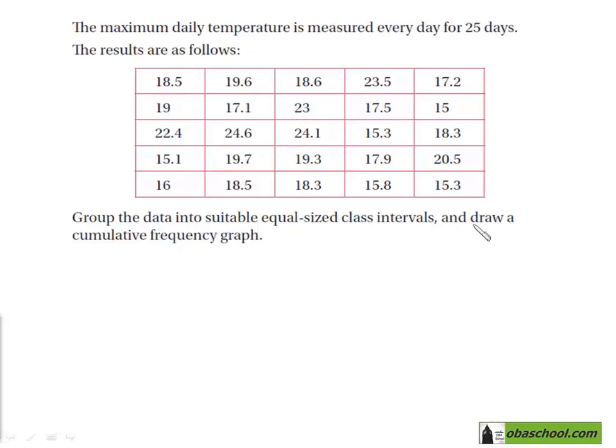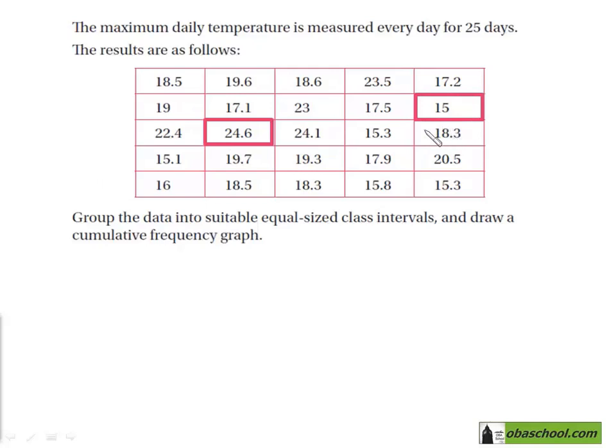Group the data into suitable equal-sized class intervals and draw a cumulative frequency graph. So what we're going to have to do is to start from scratch. All we have is scattered data, and we need to classify them in the table, and after that we need to find the cumulative frequency and then finally draw its graph. As you can see here, you have all sorts of data varying along the 25 days.